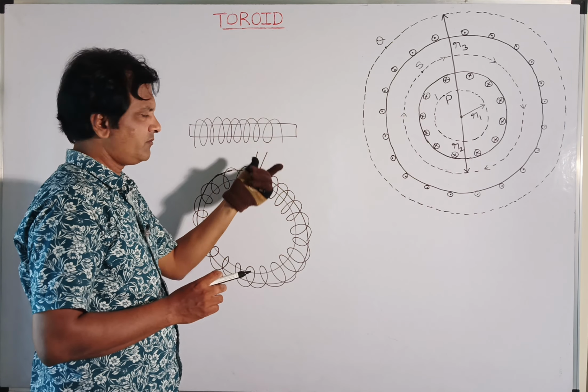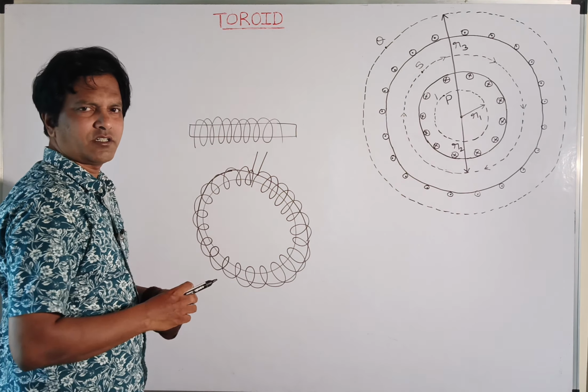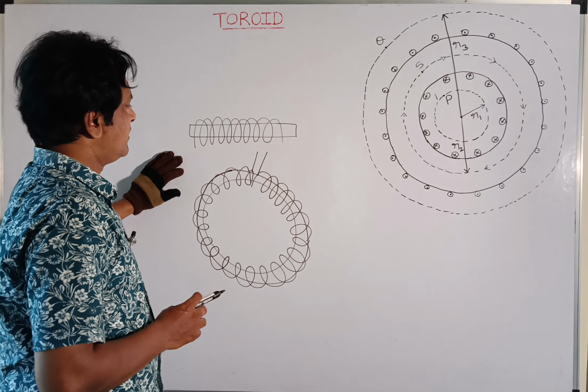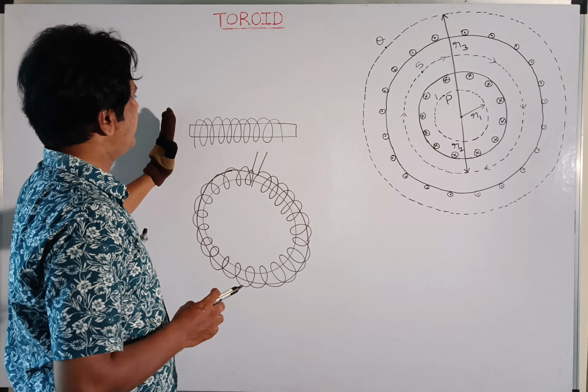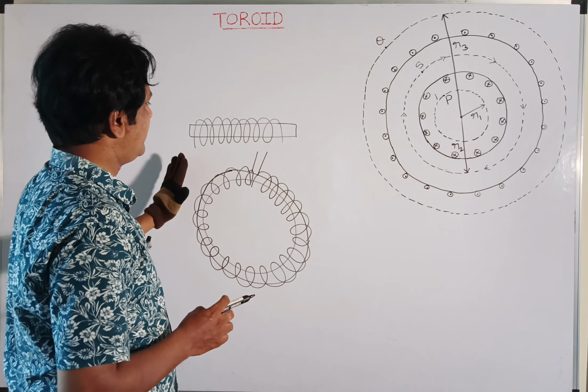voltage supply. That means a current must be passed in these coils. Okay, so what is the difference between the solenoid and a toroid? And we see the concept of toroid here.